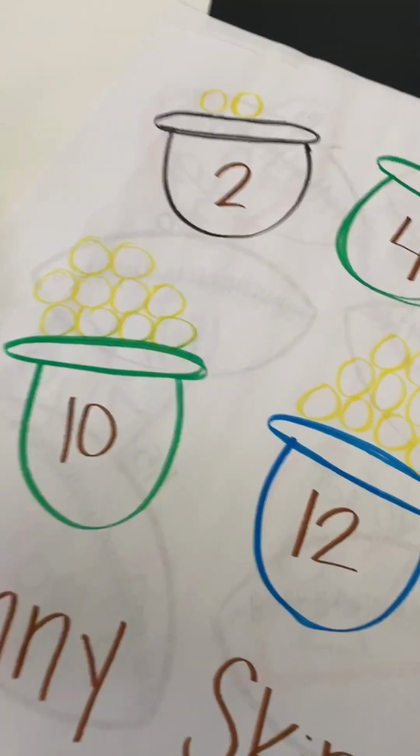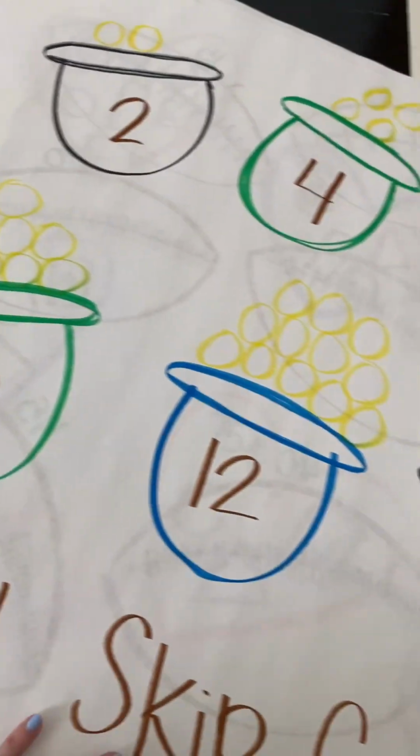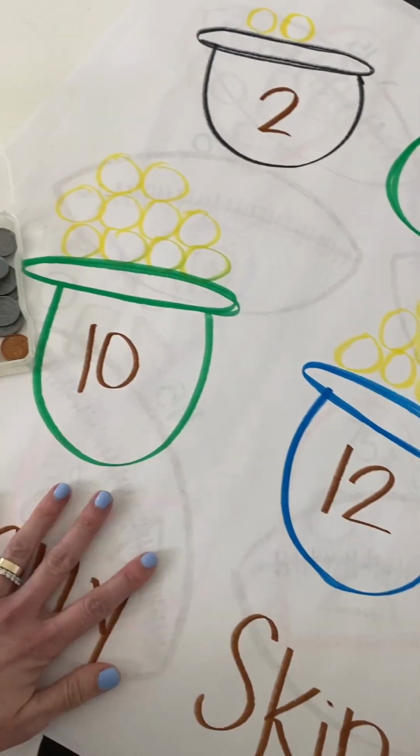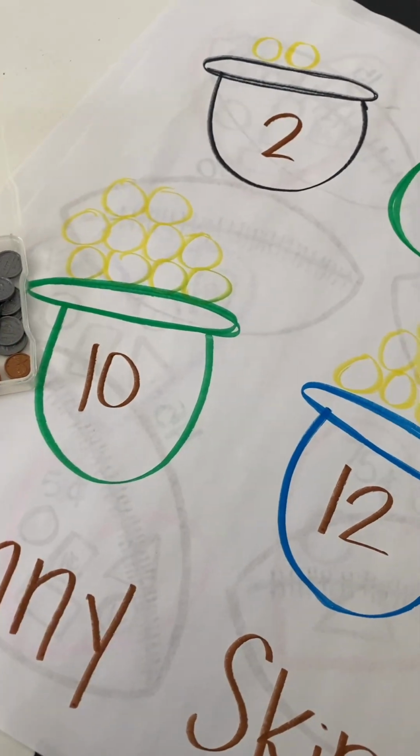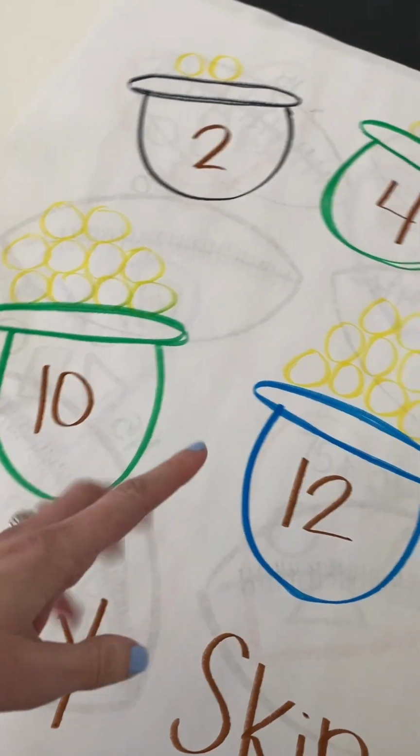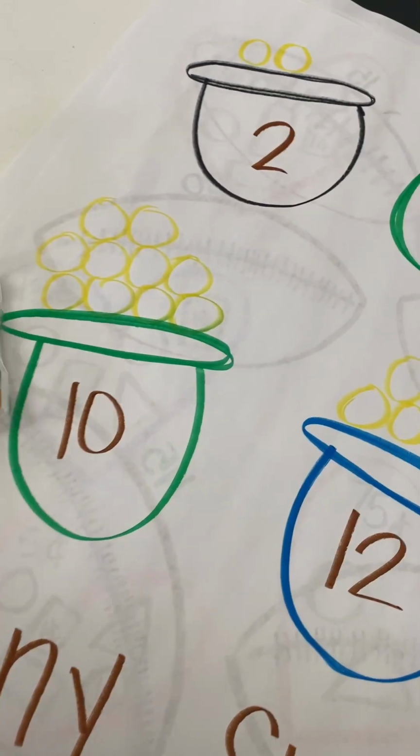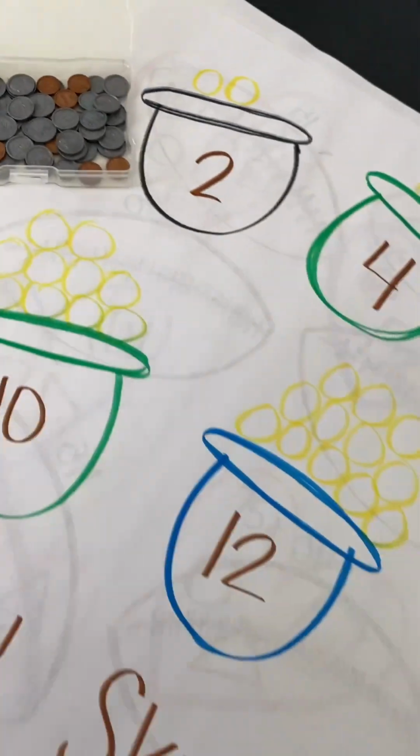Really, you could do the skip counting with pretty much any theme. So this one would be for March. This is just pots of gold. You could do balloons and have the bows on the balloons, just anything like that. Hearts with different hearts inside of hearts.